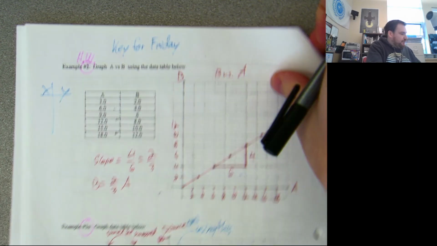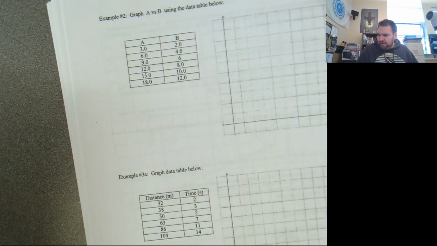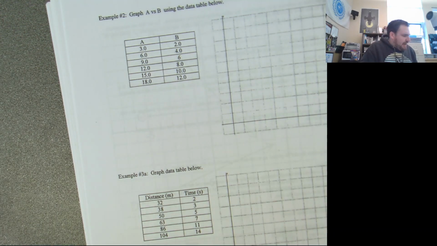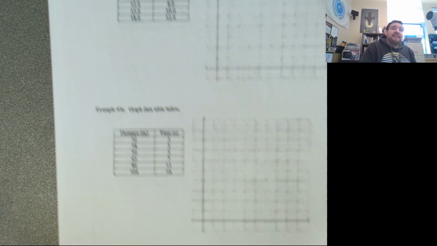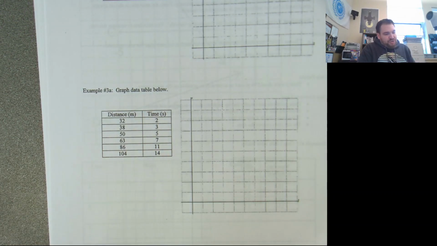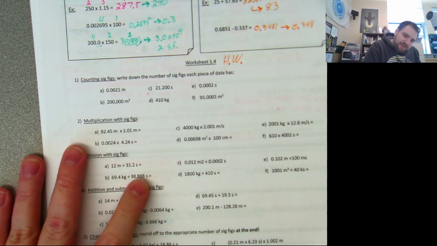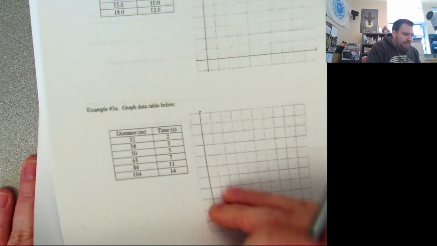I'm going to redo 3A for reasons that I'll show you in a second. They gave you this data here, and I said it's almost always going to be X then Y. But did I talk about variables that were independent? I don't remember.